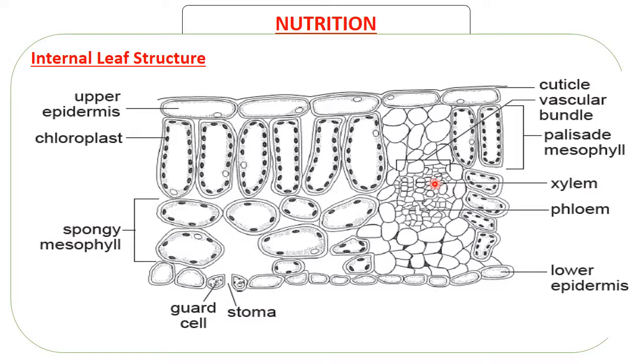Other than that, we have the spongy mesophyll, which are these ones here, and they have spaces in between them. We're going to study the importance of these spaces. Then we have the lower epidermis. This is the upper epidermis, this is the lower epidermis, and we have guard cells and stomata on the lower epidermis. This is going to become very important, especially when we are looking at processes such as transpiration later. With that being said, let's take a look at the functions of each part.